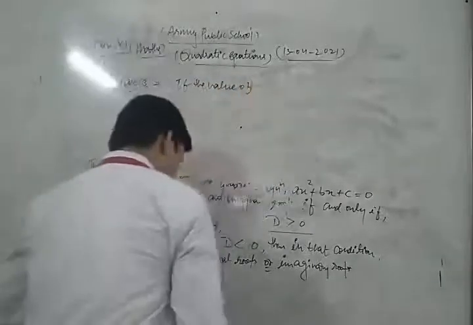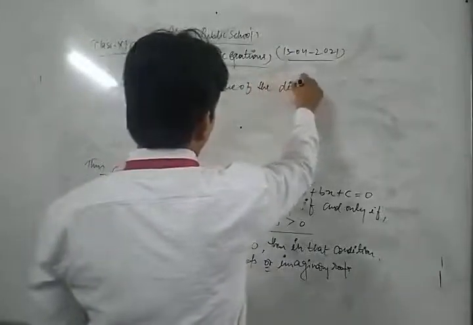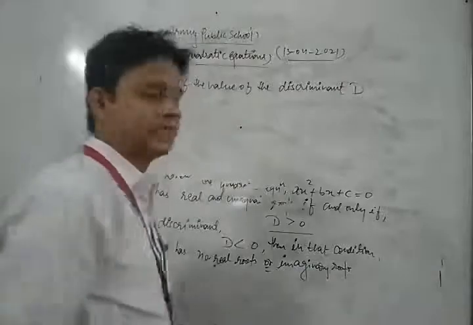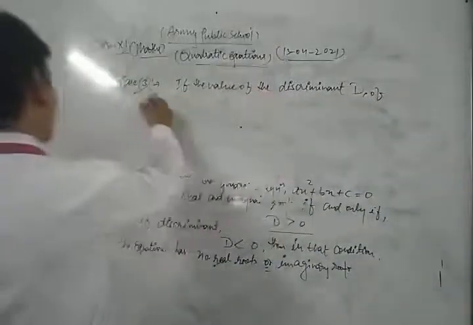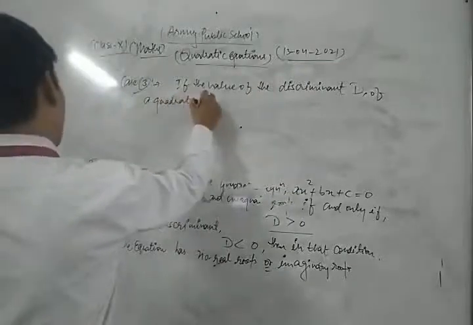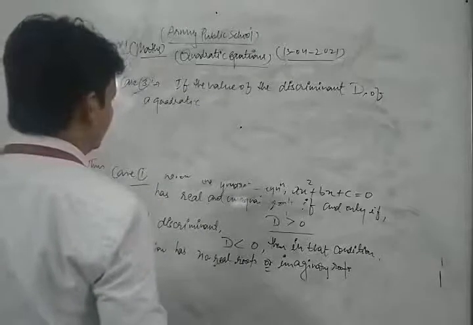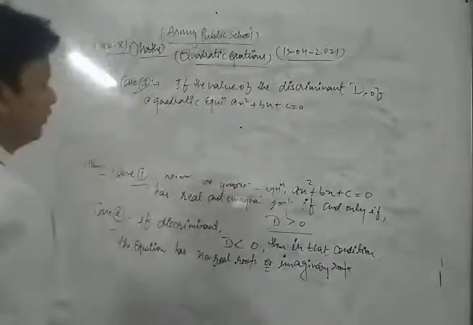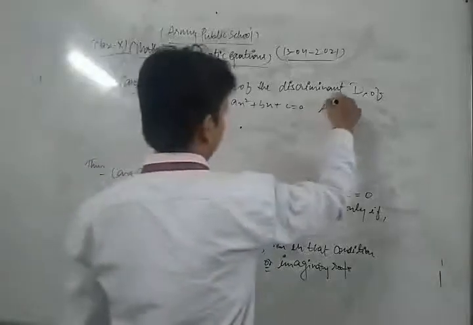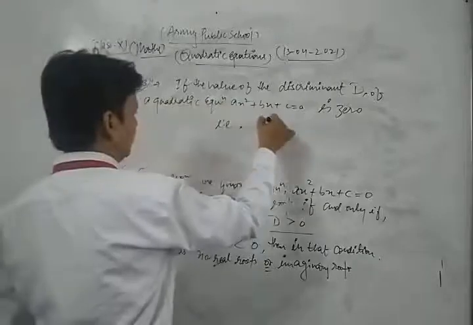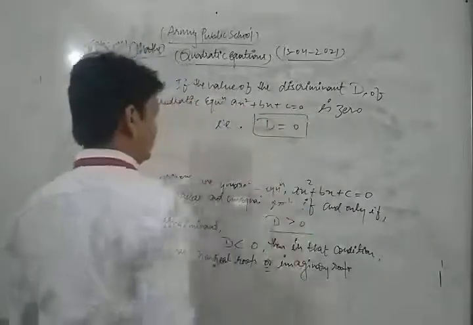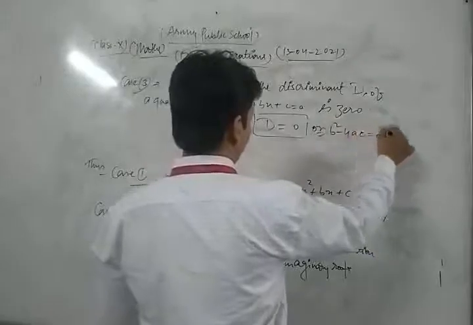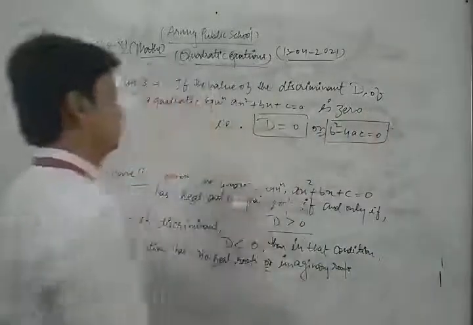If the value of the discriminant D of a quadratic equation ax square plus bx plus c is equal to 0, that is, if the value of D is equal to 0, and the value of D means b square minus 4ac is equal to 0.